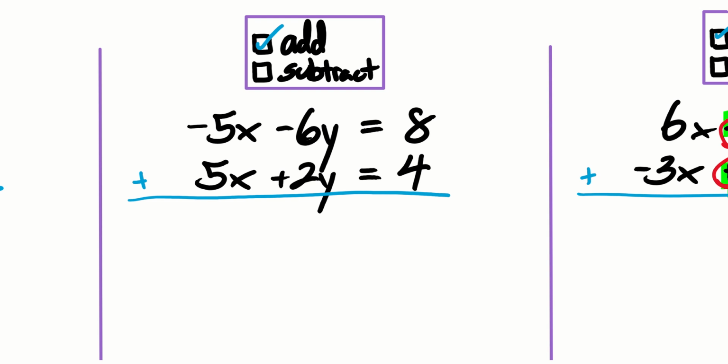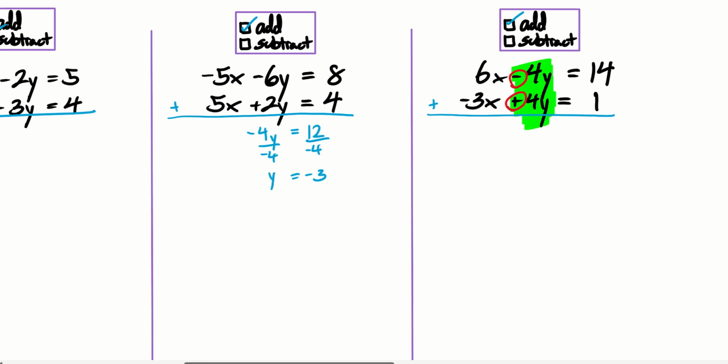Negative 5x plus 5x. That's 0, right? Negative 6y plus 2y. Careful with your math there. That's going to be, of course, negative 4y, is equal to 8 plus 4, which is 12. Oh, well, if negative 4y is equal to 12, then I know with 100% certainty that y is equal to negative 3, and I already have half my answer.